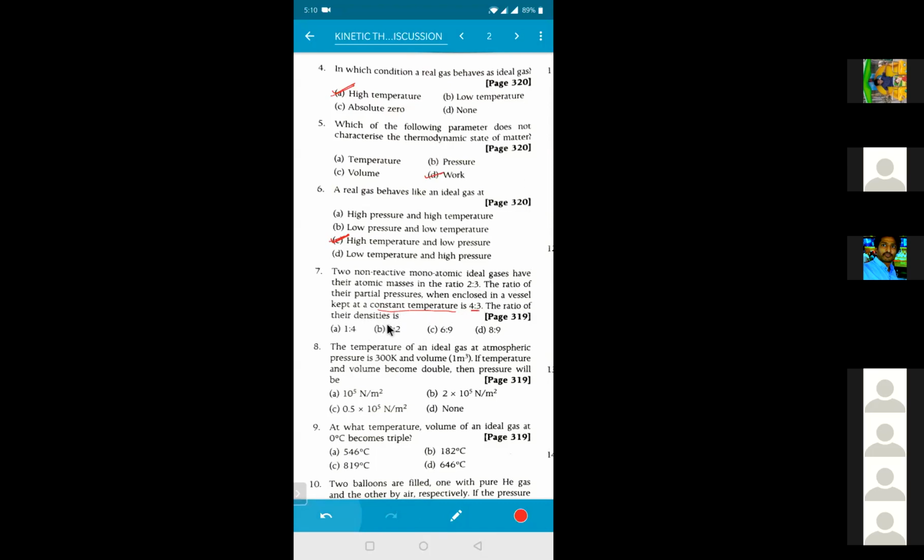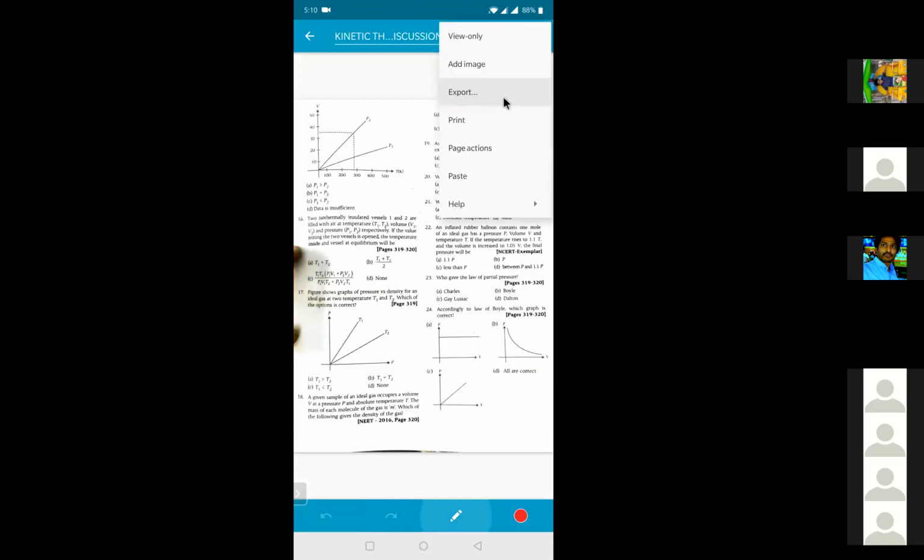I hope you might have got an idea. We need to use the ideal gas equation and we need to convert the quantities in terms of density. So let me just take one.